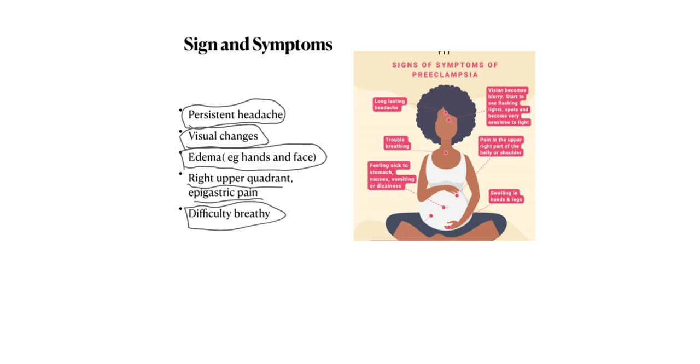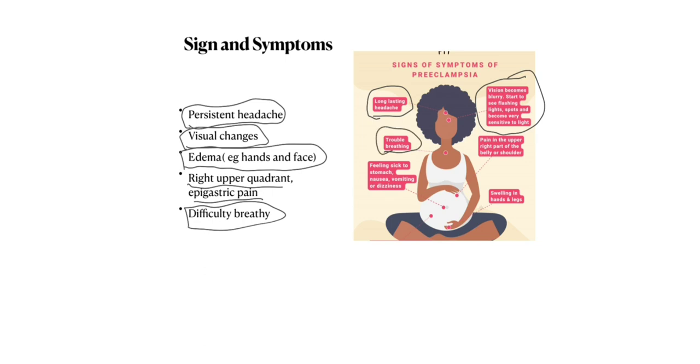It actually can also be asymptomatic. So then when we go from the head down, we can see the different features here. So long-standing headache will be there. There can be blurred vision. Any visual disturbances will be there. There will be spots, and the patient can become very sensitive to light.